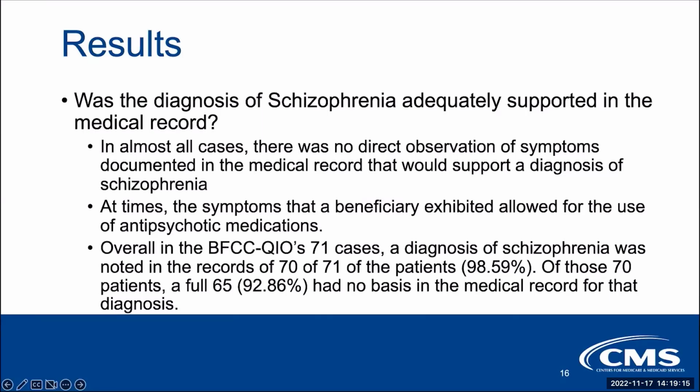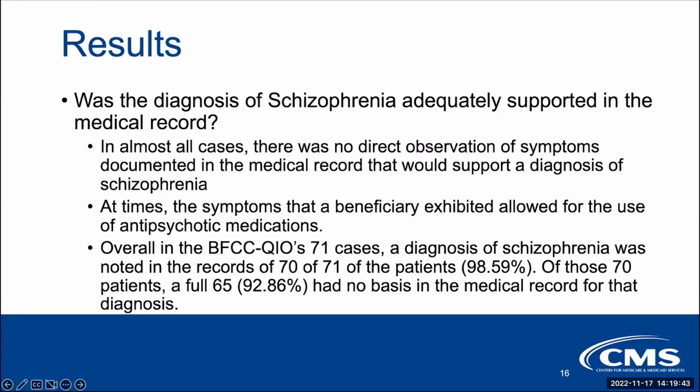In most cases, there was no direct observation of the symptoms documented in the medical record that would support a diagnosis of schizophrenia. At times, the symptoms that a beneficiary exhibited allowed for the use of antipsychotic medication. That harks back to the idea that antipsychotics could be prescribed on a special basis, but it needs to be validated by clinical and expert opinion.